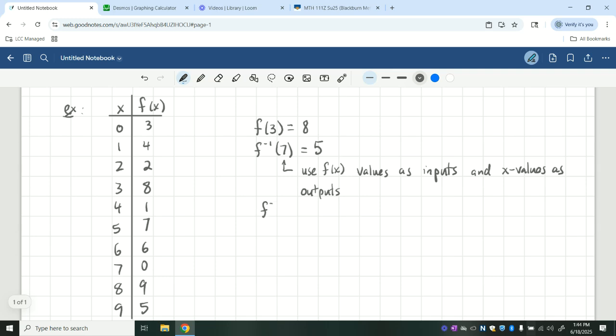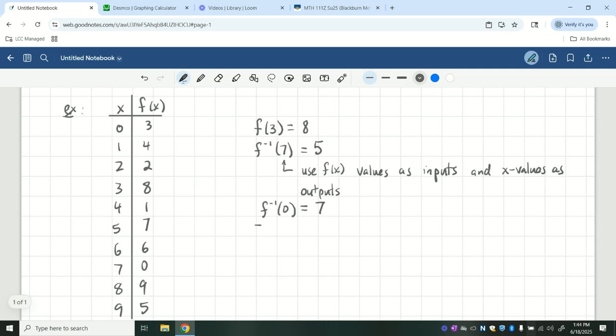F inverse of 0. So you're going to go find 0 in the f of x column. 0's right here. The x that got us there with the f of x function is 7. So the output of the f inverse is 7.